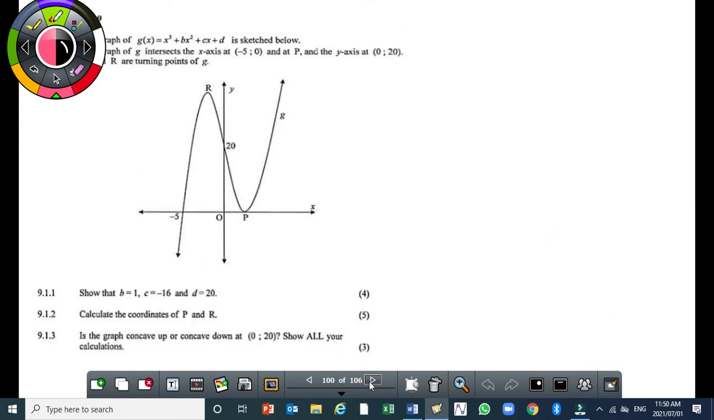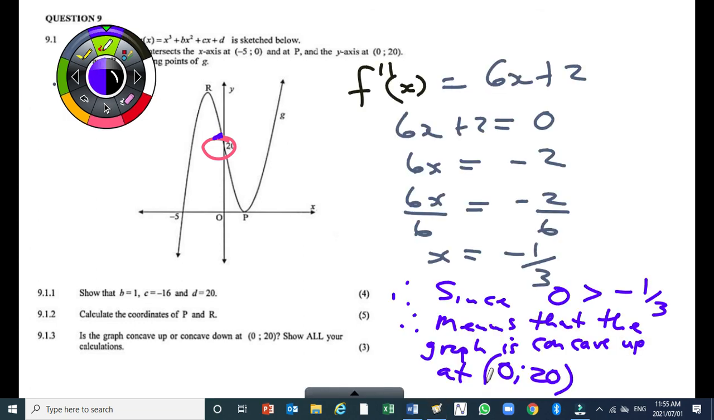All right. The last question says, listen carefully. Is the graph concave up or concave down at this point? See, at this point here, where we have our y-intercept, is the graph concave down or up at that point? Now, for you to be able to determine that, my suggestion is find the second derivative, or rather find the value of x at the point of inflection. So that's what I'm going to do. All right?